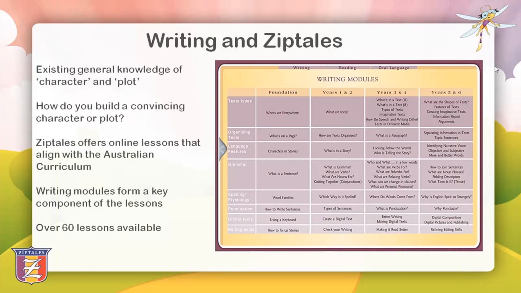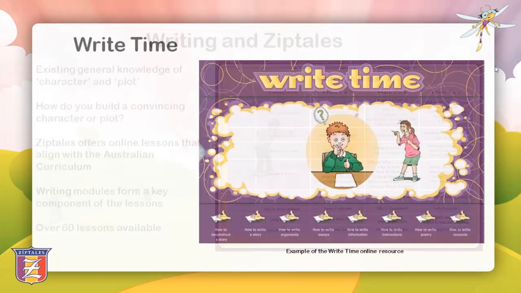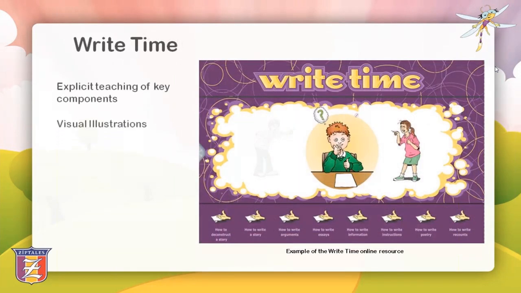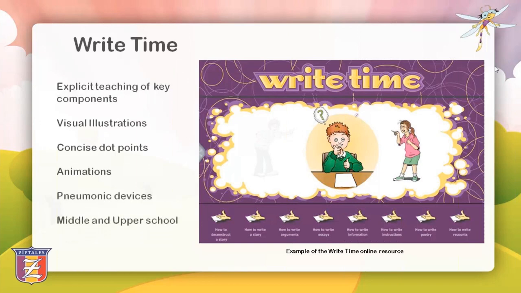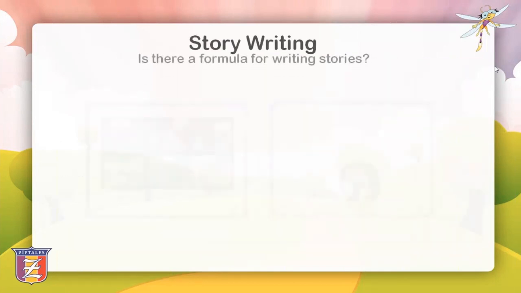But even more refined than these is the suite of lessons called Write Time. The approach here is to offer highly explicit teaching of all key components, graphically illustrated to aid comprehension for all the major text types. We use lots of dot points and animations. We also favour mnemonics, such as the 3 Ps of effective storytelling or the pyramid of power when it comes to informative writing and other such focused learning devices. The lessons would play comfortably across the middle and upper school, depending on the teacher's assessment of his or her own class. Let's look at them now.